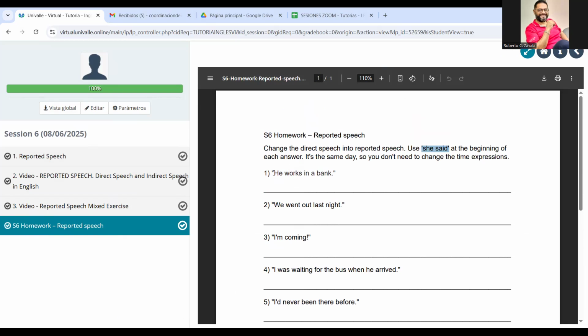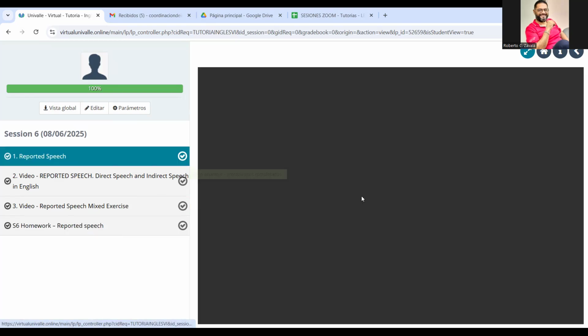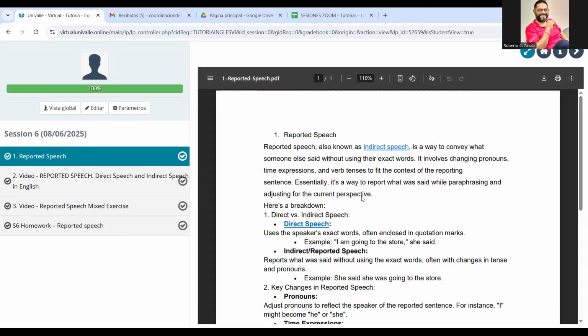For example, he works in a bank. I'm going to help you out with this one. She said that he worked in a bank, okay? So there's your grammatical tense. We fall back one tense, okay? So technically today we saw what reported speech is.